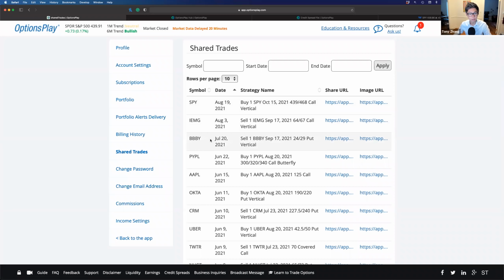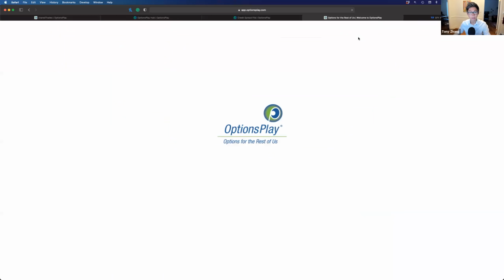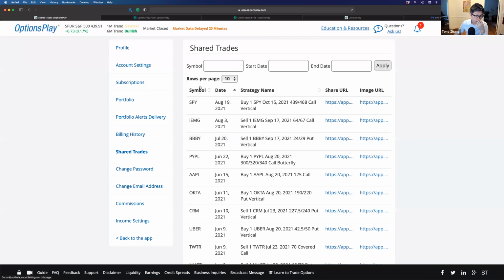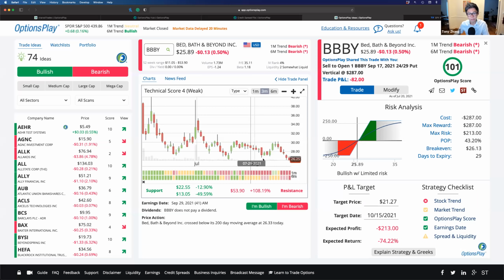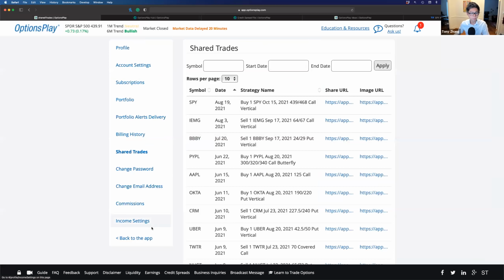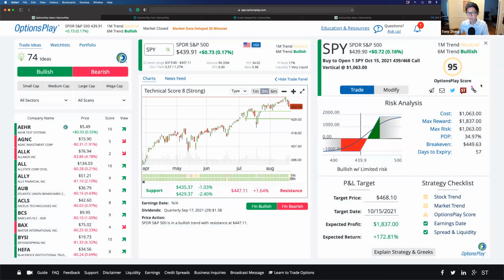So let's say you look at this Bed Bath & Beyond trade that I placed here on July 20th, where I sold the 429 vertical spread on Bed Bath & Beyond. You can take a look at it and see how it's performed since then. Bed Bath & Beyond has been down since then, so this is a trade that's down $82. So you can paper trade these strategies by clicking on the blue share button and then clicking on this share link here on the right-hand side.